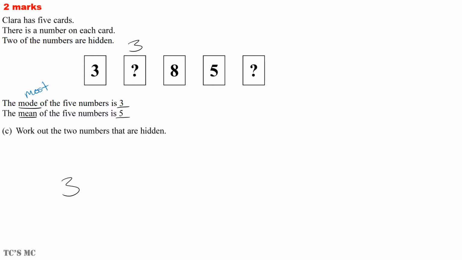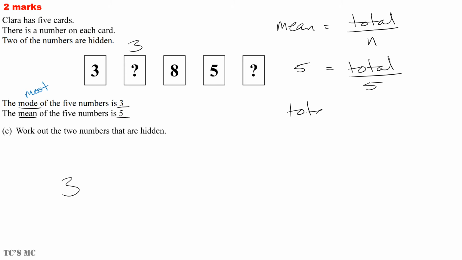Let's move on to the mean. Mean is equal to the total divided by the number of numbers, or the number of cards in this instance. Our mean is 5. We don't know the total. The total divided by the 5 numbers, or the 5 cards, gave us the mean of 5. To work out the total, we are going to do the opposite of division. So we will do 5 multiplied by 5, and we get 25. So we know all the numbers added together must be 25.